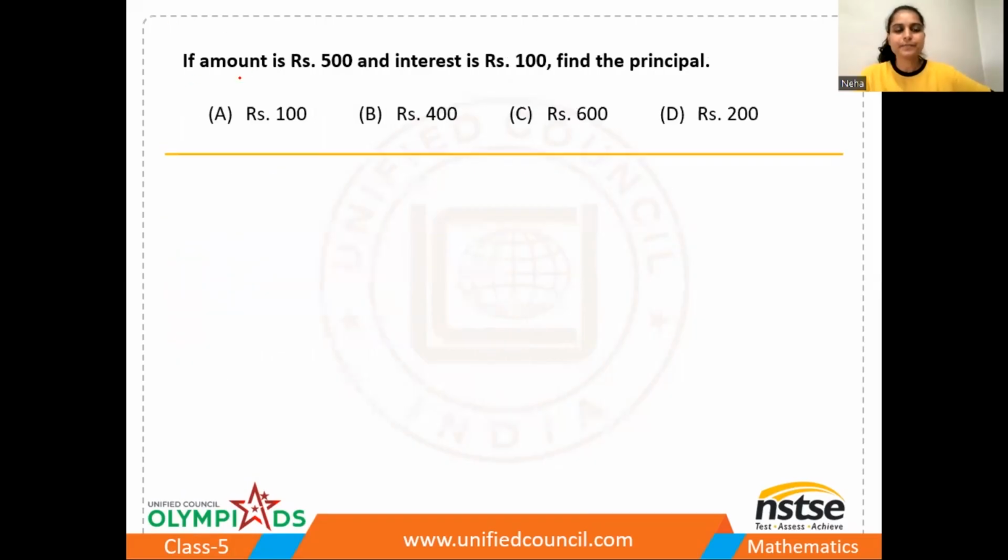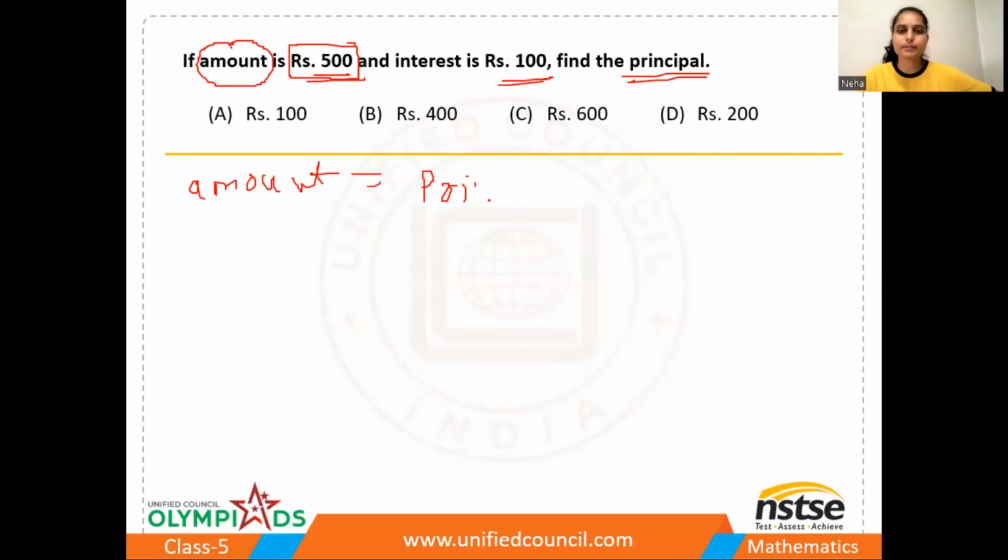Alright, this is the next question. If amount is rupees 500 and interest is rupees 100, then find the principal. So, what do you call the amount? Amount is basically the principal value, that is the actual value, plus interest. The actual value plus interest you call the amount. Clear? So amount is equal to principal plus interest. Principal is the actual value, right? Clear?